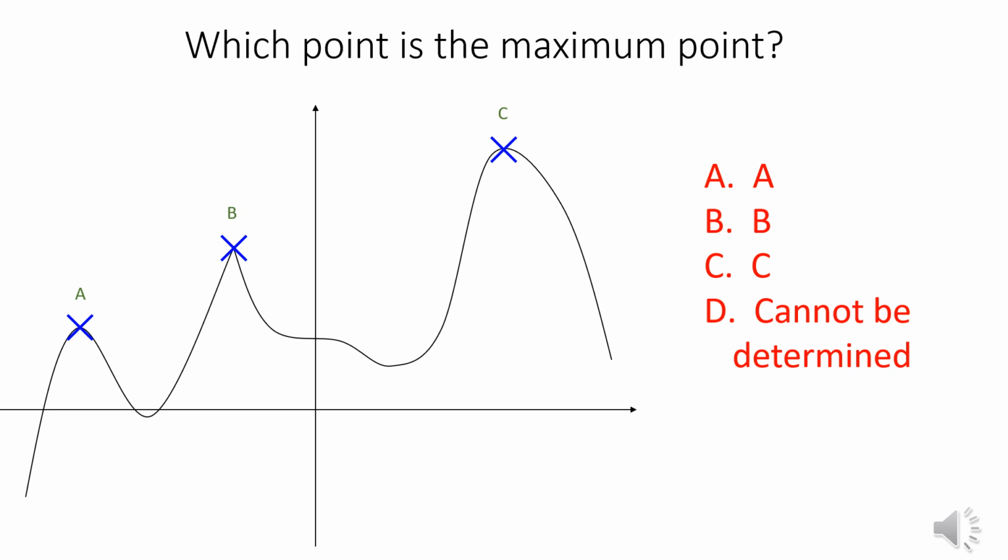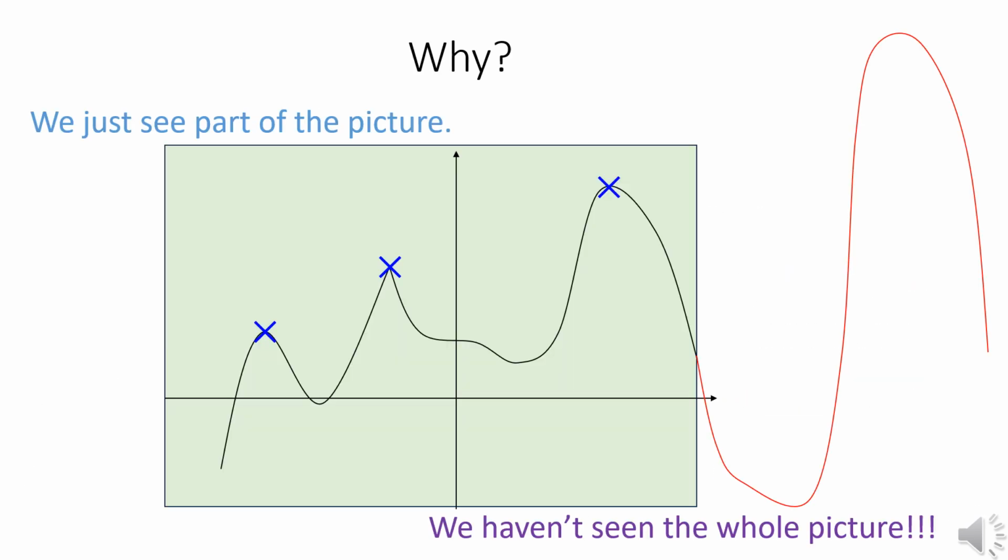Here is a question to test your understanding. In the screen, which point is the maximum point? A, B, or C, or cannot be determined? In fact, it cannot be determined. Why? Because we just see part of the picture. We haven't seen the whole picture.